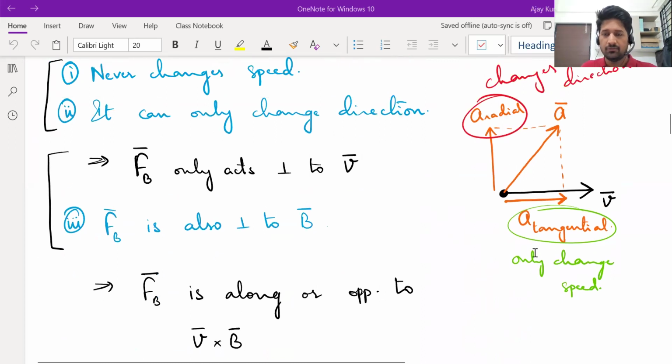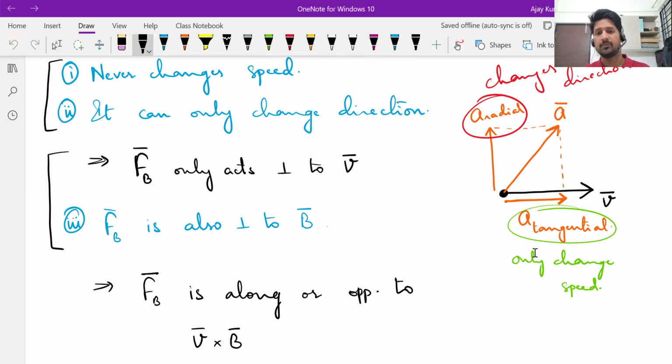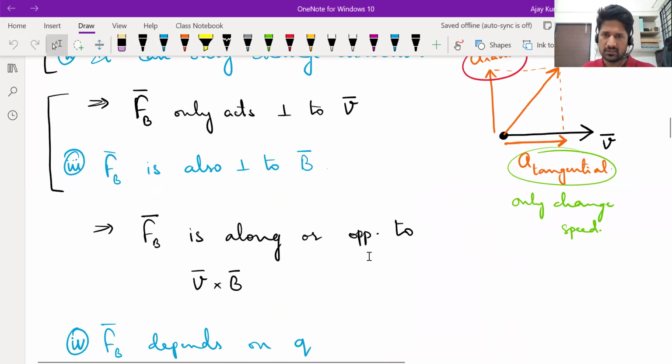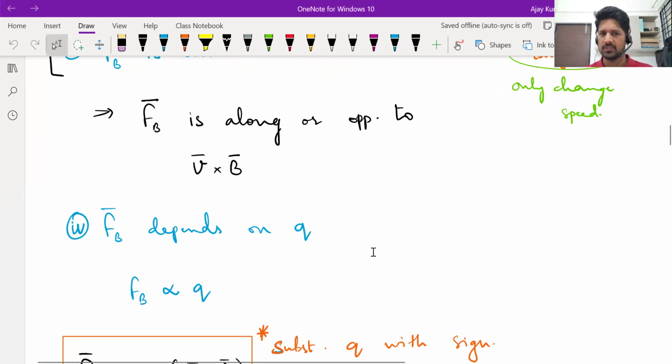So the magnetic force acting on a charge, F equals Q V cross B, only acts in a direction perpendicular to the velocity. So that's the most important point. And a force acting perpendicular to velocity makes the object take a turn. It cannot change the speed of the object. It cannot increase its speed. It cannot decrease it also, but it will make it deviate.